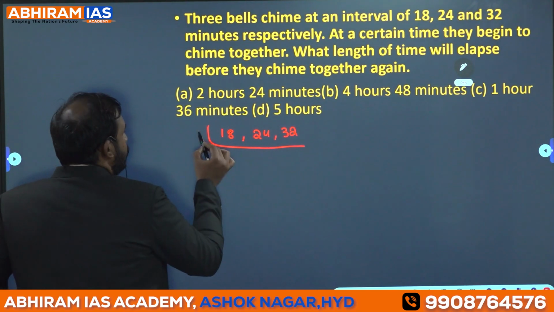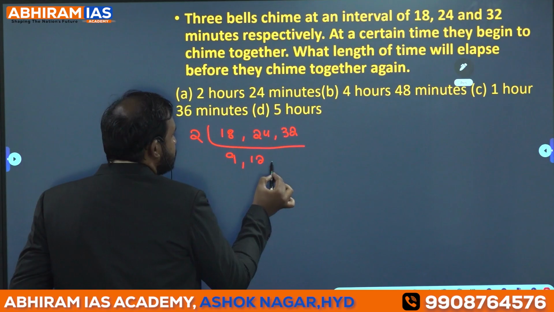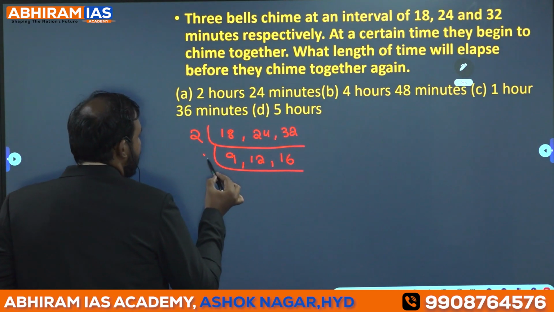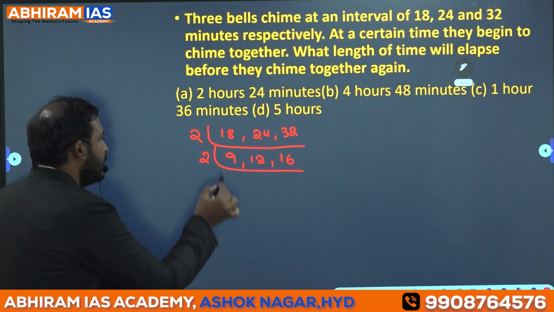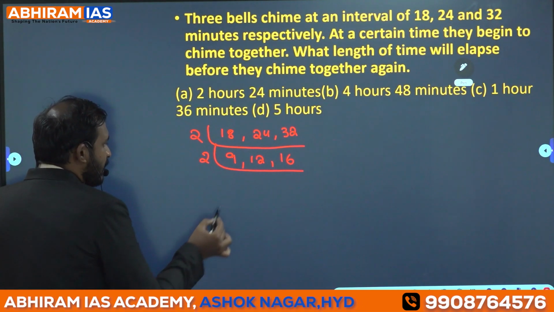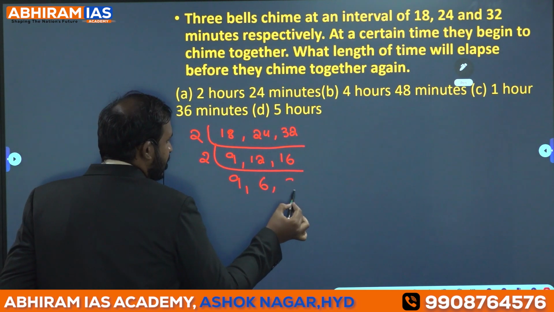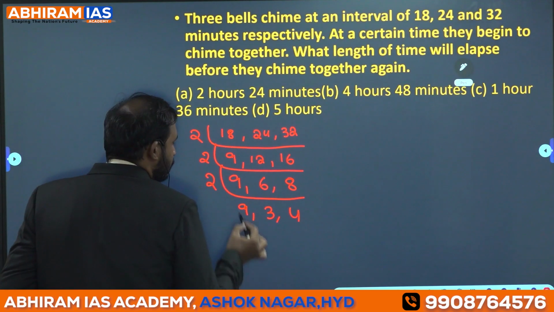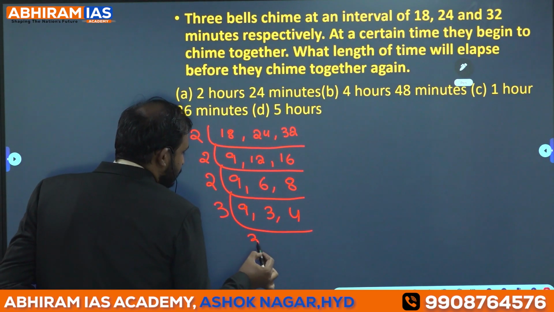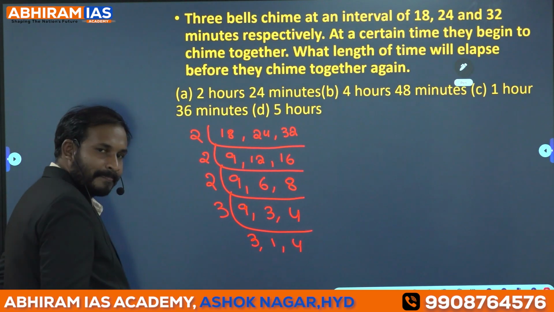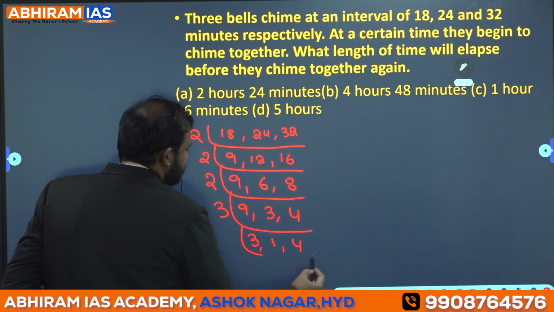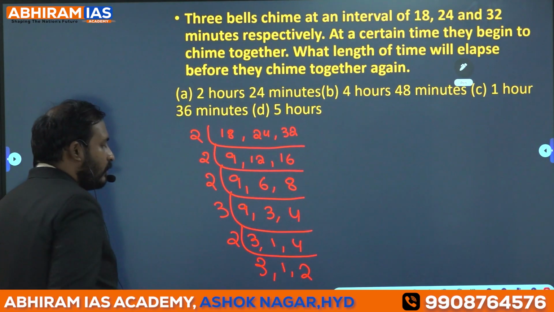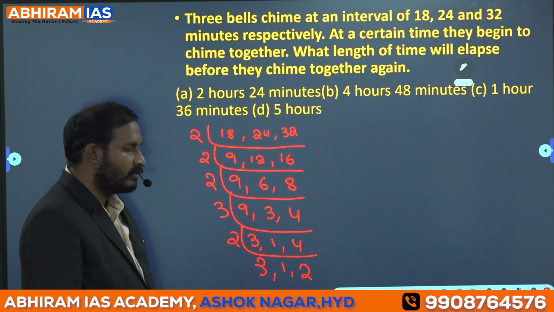LCM. So 2 table: 2 9s, 2 12s, 2 16s. Next, once again with 2 table, as this is LCM, even though 9 is not divisible by 2, there is no problem. I will go forward: 9, 6 and 8. Next, 2 table: 9, 3 and 4. Next, 3 table: 3, 1 and 4. If required, 2, 3, 1 and 2. Until you see all prime numbers, you can go forward.